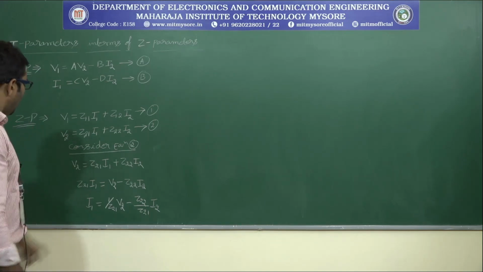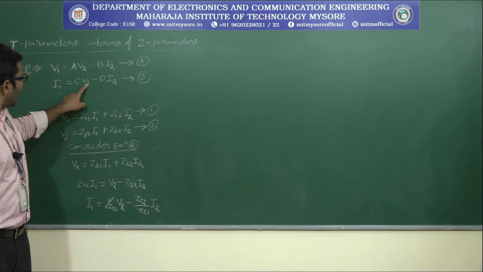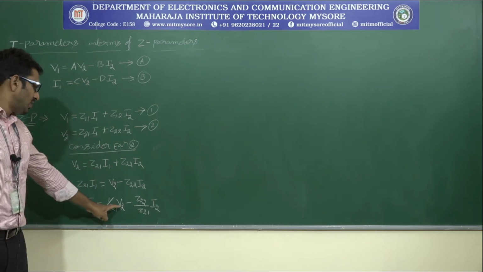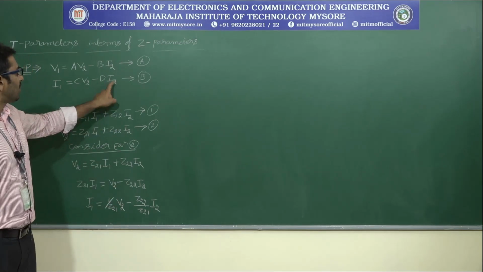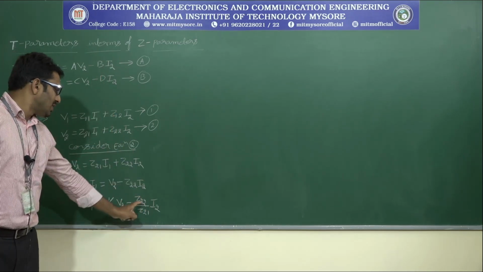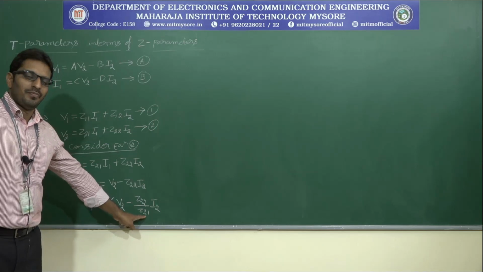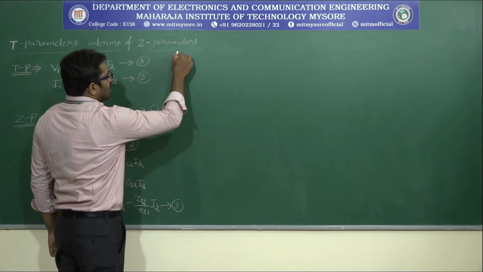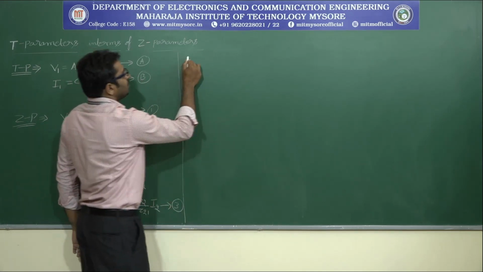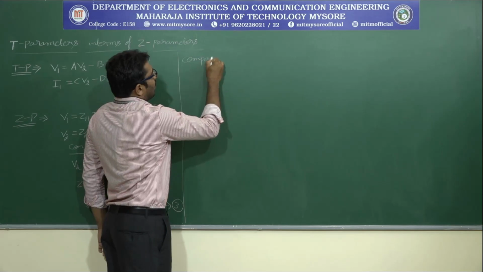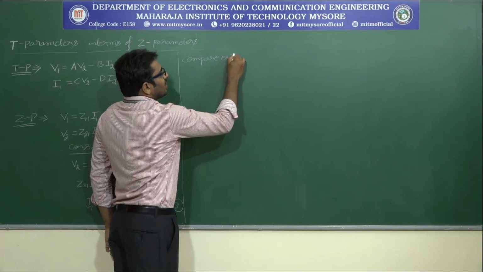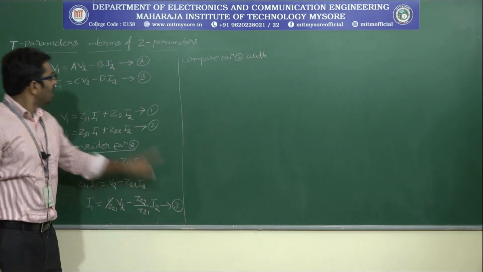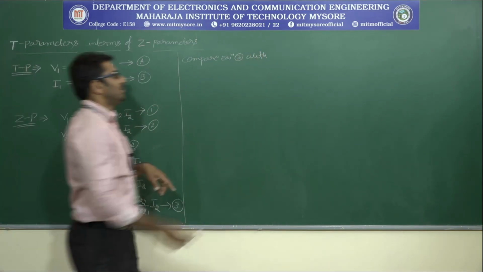Is that clear? Now we can compare this I1 with equation B, because the coefficient of V2 is C, the coefficient of V2 is 1 by Z21, and the I2 coefficient is D, the I2 coefficient is minus Z22 by Z21. So let me call it equation 3. Now what is the next step? Compare equation 3 with equation B.